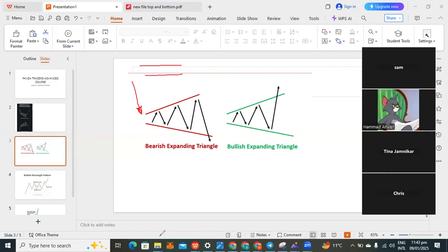All right, so here's another diagram of the bearish expanding pattern, and as you can see, it has to break out from the support in the downward direction. And for the bullish expanding triangle, it has to break out from the resistance.